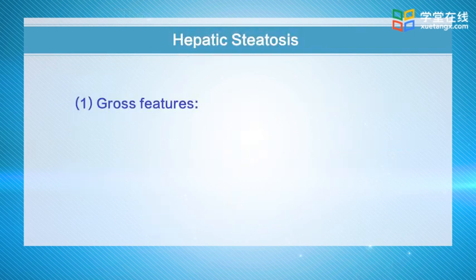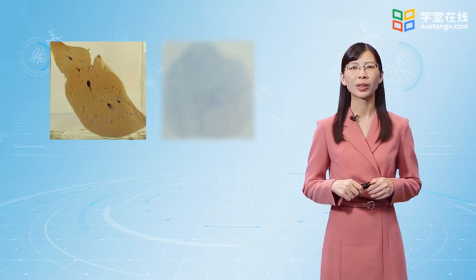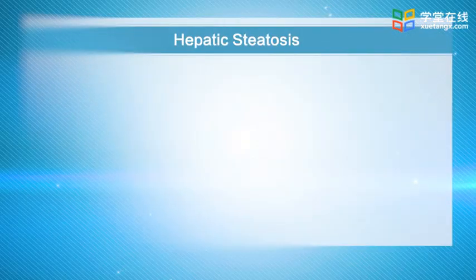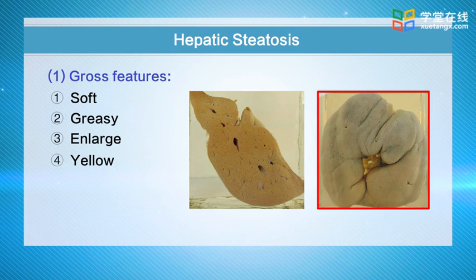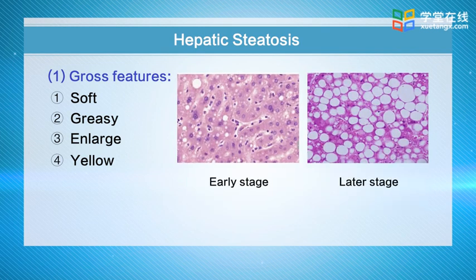Mild fatty change in the liver may not affect the gross appearance. With increasing accumulation of fat, the organ enlarges and becomes yellow. We know that an organ with edema is also bigger. So, what is the difference? Well, the edematous organ is pale and the organ with fatty change is yellow and greasy. This is a photo of a liver with fatty change.